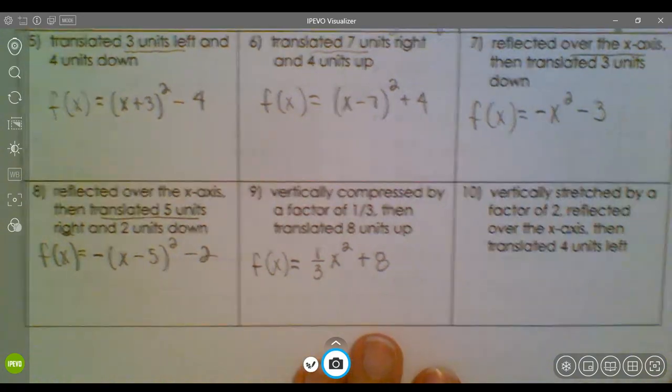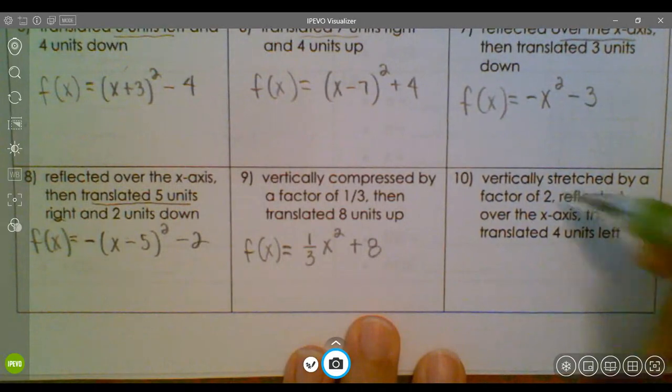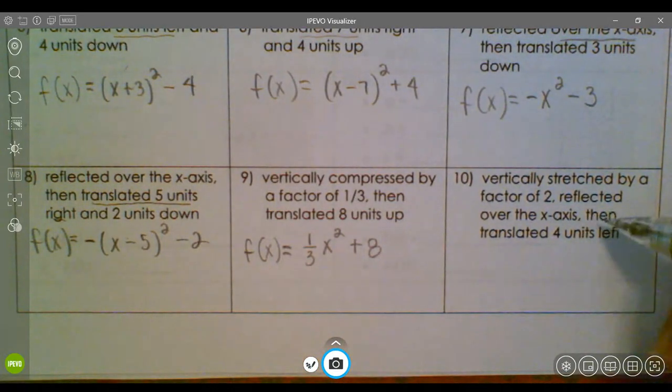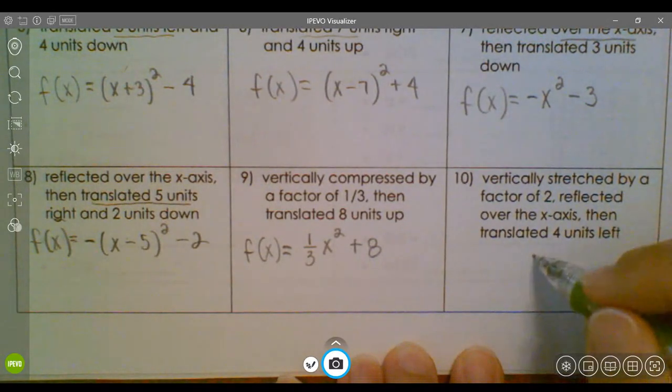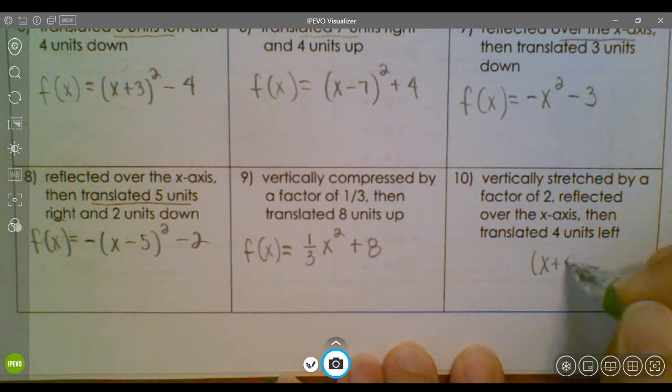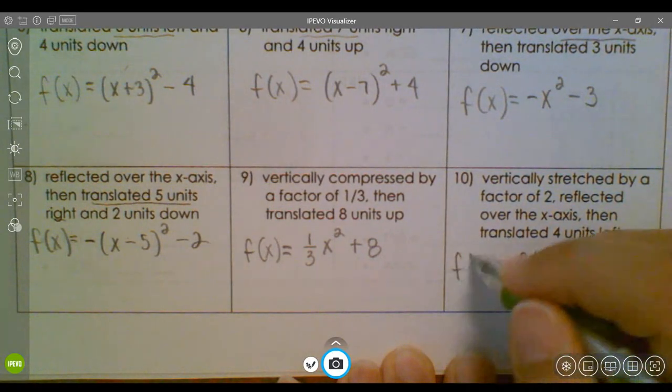All right, let's see this one. Vertically stretched by a factor of 2, reflected over the x-axis, then translated 4 units left. So if we're going to go left, that means we're going to add the 4 to the x. Stretch by a factor of 2, reflect over the x-axis. So that's it.